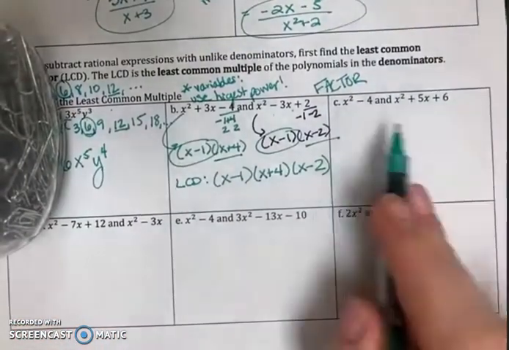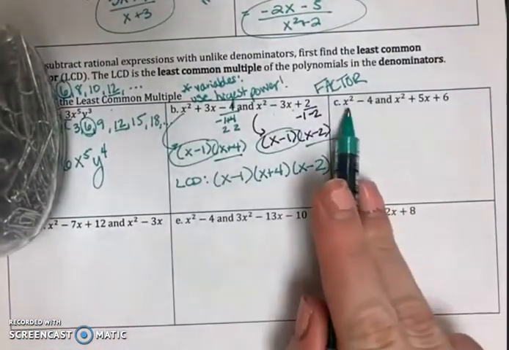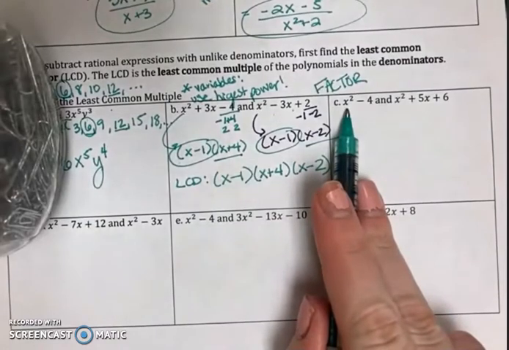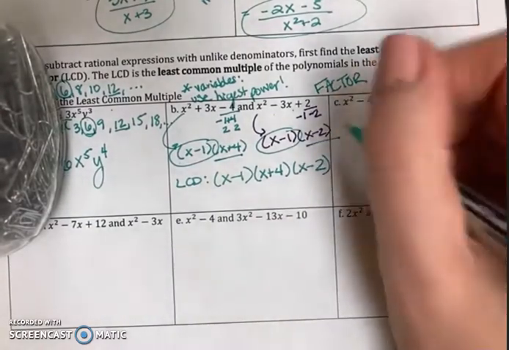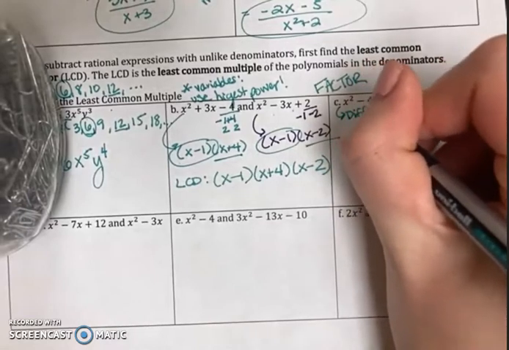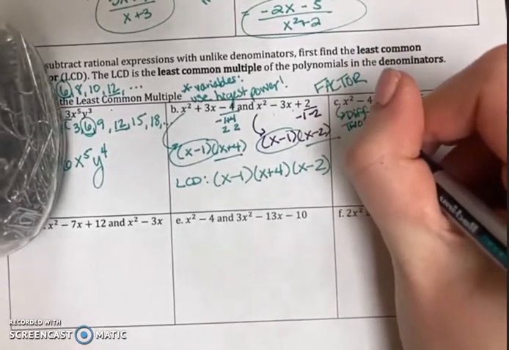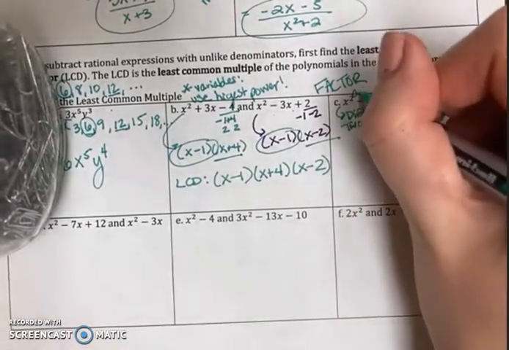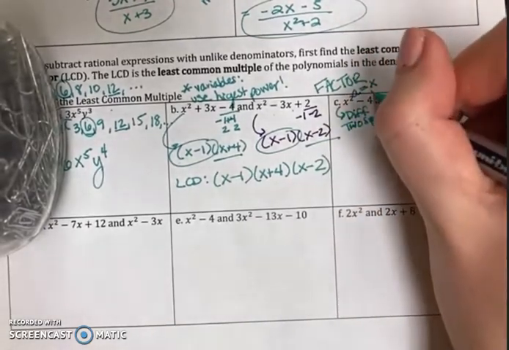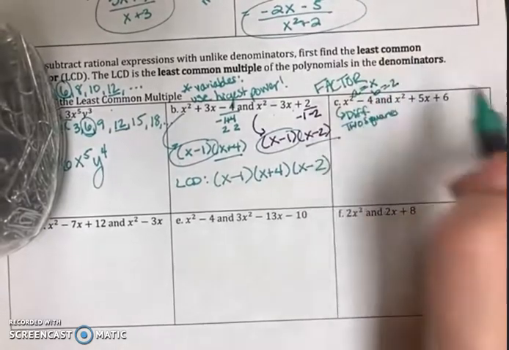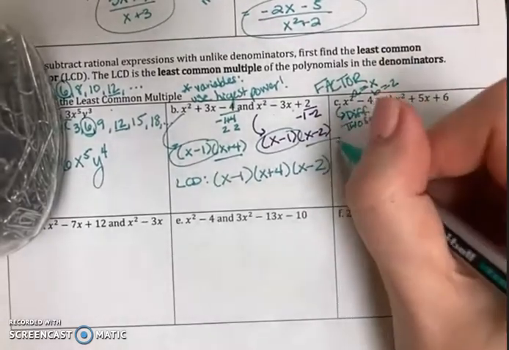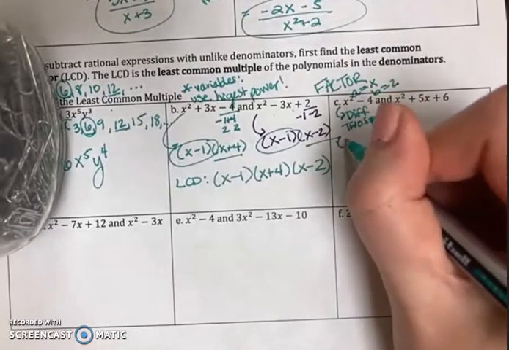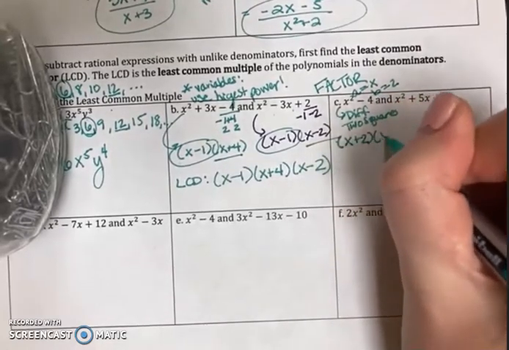The first thing I need to do is to factor these. Hopefully you notice that for part C, this is a difference of 2 squares. That would be A is x and B is 2, because x squared is x squared, 2 squared is 4. Difference of 2 squares would look like this. It's x plus 2, x minus 2.